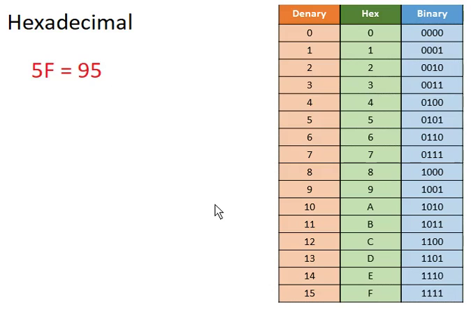I don't know which way I'd do it actually. I'll probably do both. I'll probably just do it one way and check the other way. Because I can quite easily write 95 in binary, and I'm confident that 5 times 16 is 80, and then F is 15, so 80 plus 15 is 95. So I kind of would do it this way, but I would probably check it the other way.